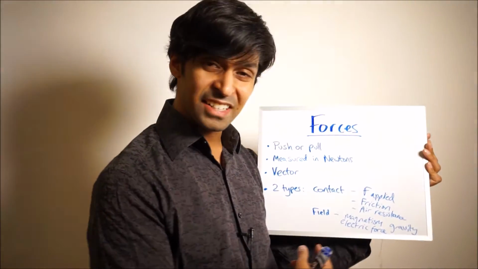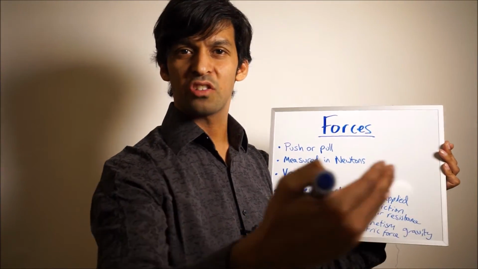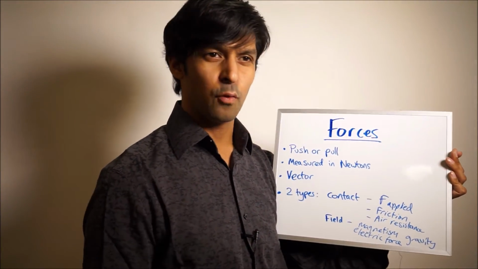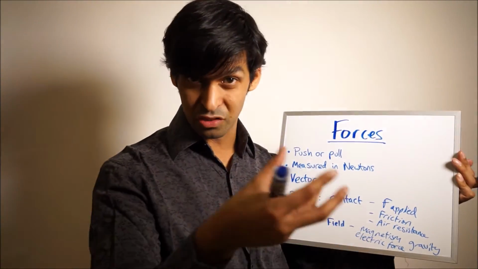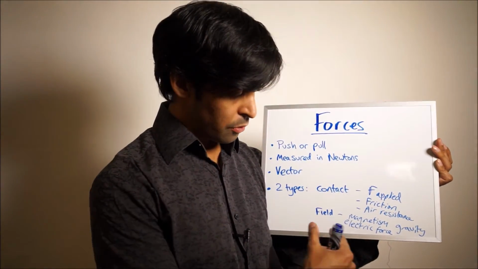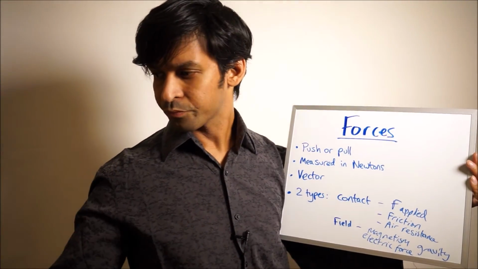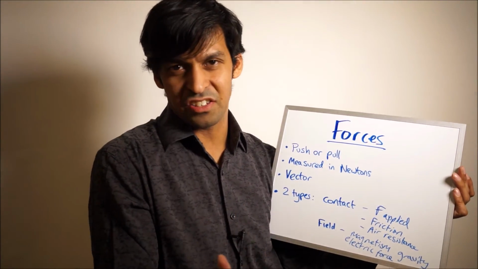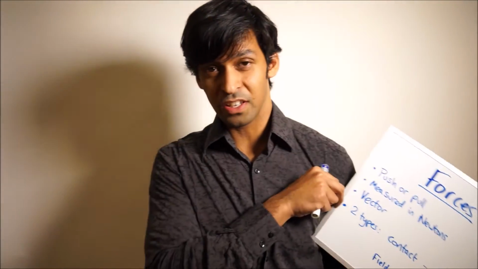So magnetism, basically, if you put a magnet near a piece of iron, is going to attract that piece of iron. So that's a force. Electric force, you can have a force between an electron and a proton, or two electrons. So those are forces. And gravity, as we know, the Earth is pulling us down. That's a force. It's not touching us.